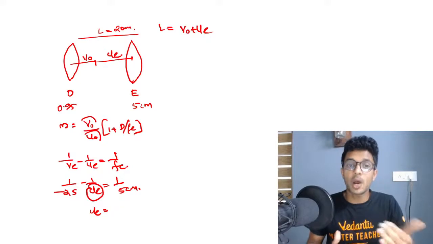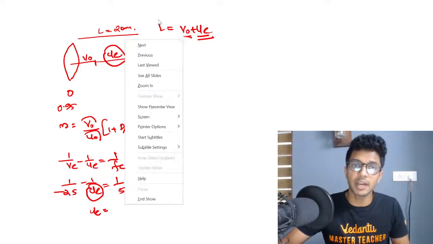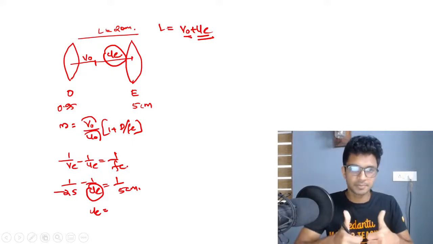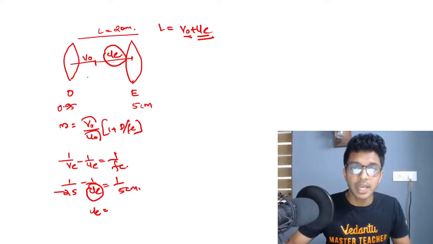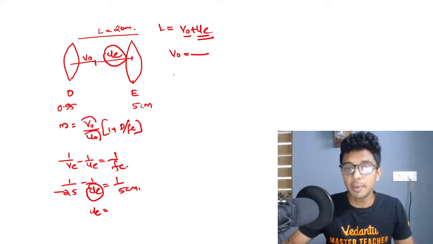Okay, now after this, what do I have to do? After finding out this UE value, put that UE value here and find out the V naught value, because you already know what the L value is, right? Till here, is it fine? Now after getting this V naught value, what do you have to do? Yes, you have to apply the lens formula for the objective.